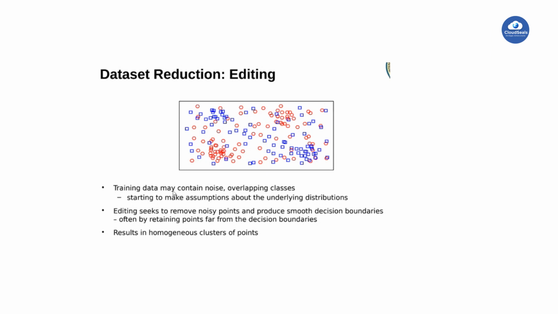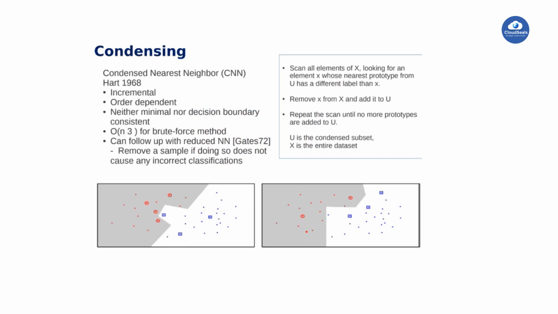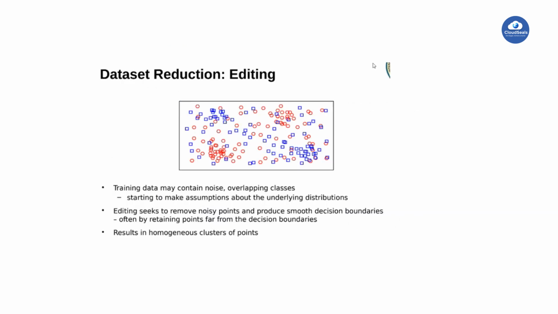So training data may contain noise and overlapping classes, one on the other, starting to make assumptions about the underlying distributions. So, in this classification, this condensing method is also not used. We can't apply this one. How do we eliminate this? What to do? Here we need to reduce the data set. That means we have a lot of data which has very high noise.